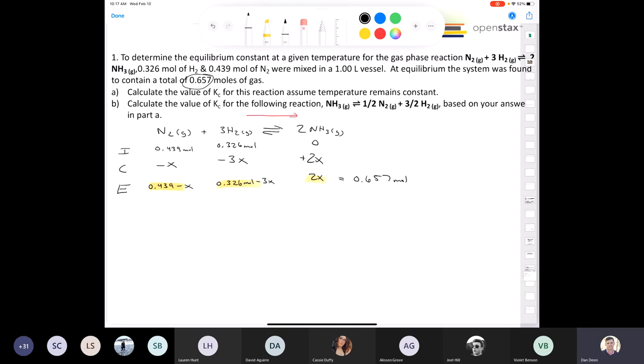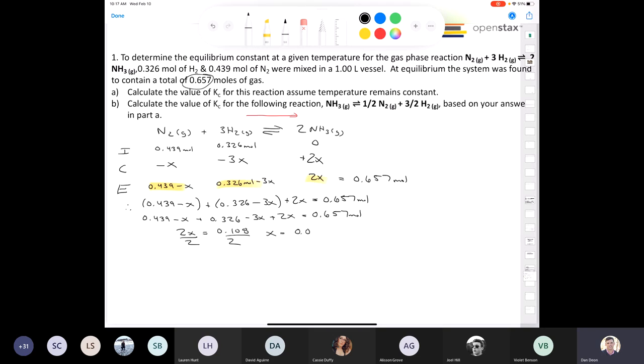So now I can solve for X. It's not a polynomial. I'm going to say, therefore, I have 0.439 minus X plus 0.326 minus 3X, I'm leaving my units out just to be quick here, plus 2X is equal to 0.657 moles. All right, I simplified that to 0.439 minus X plus 0.326 minus 3X plus 2X. Just getting rid of the brackets. It's not really much of a simplification, is it? Anyhow, is equal to 0.657 moles. You simplify that a little bit further, so I got 2X is equal to 0.108. So divide that by 2, and you get X is equal to 0.0540 moles. Okay, that's what my X is equal to.